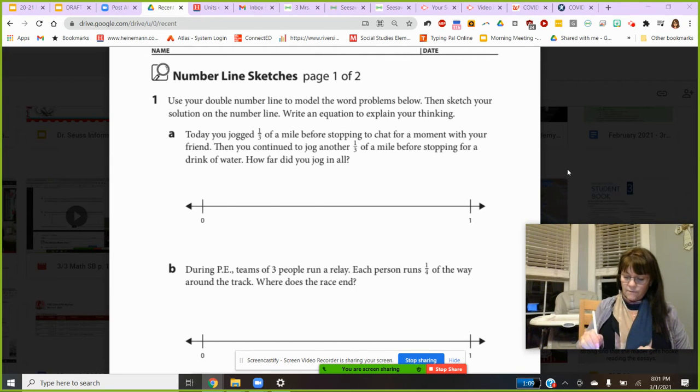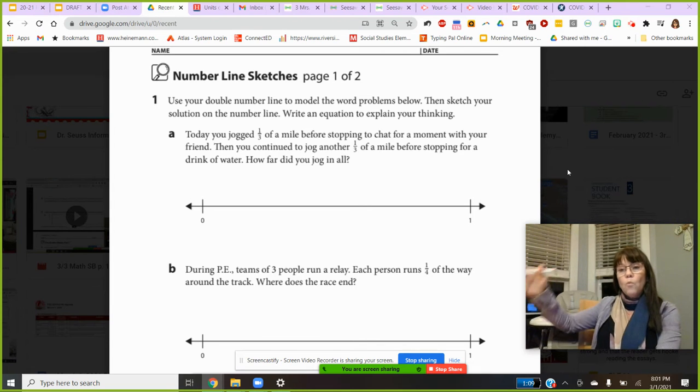All right, first things first, you need to take this number line that starts at 0, which is, let's pretend, where you start jogging, okay? And 1 is 1 full mile that you're going to jog, okay? And we need to split this up into thirds. So if we're going to make it into 3 sections, we need to draw 2 lines.